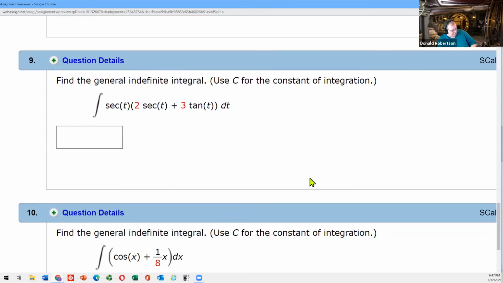Whoa, look at that one. Definitely not a power rule. Wouldn't you have to multiply everything by secant? So you're going to get 2 secant squared plus 3 secant tans. So here's my question. What's the antiderivative of 2 secant squared?